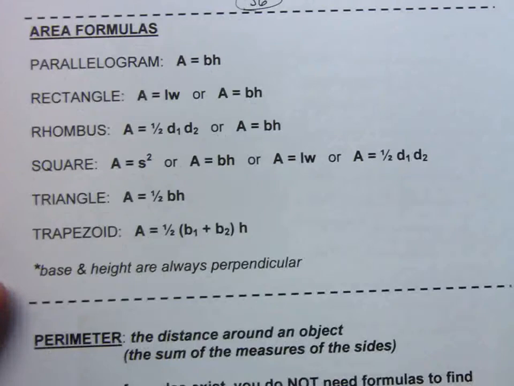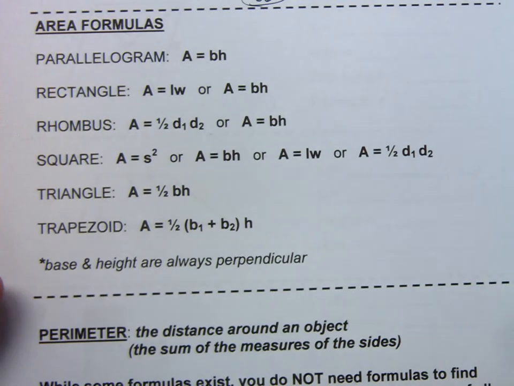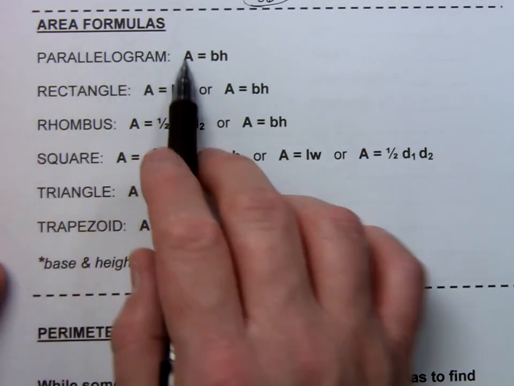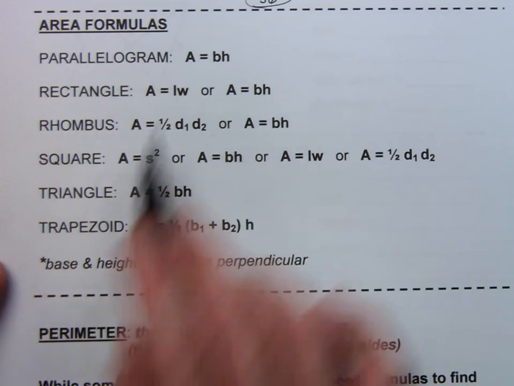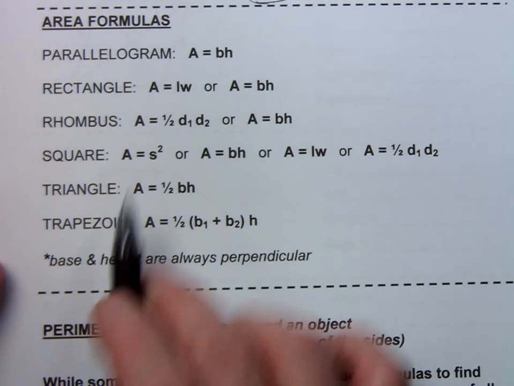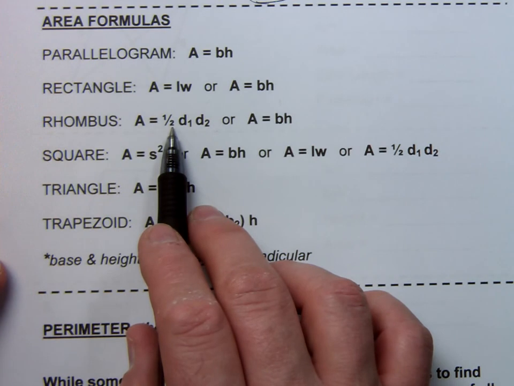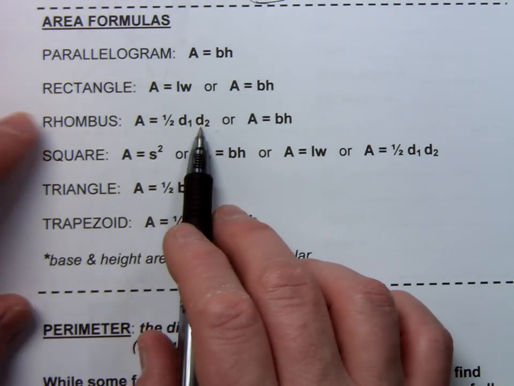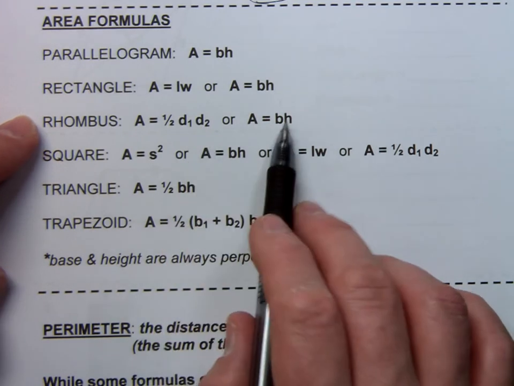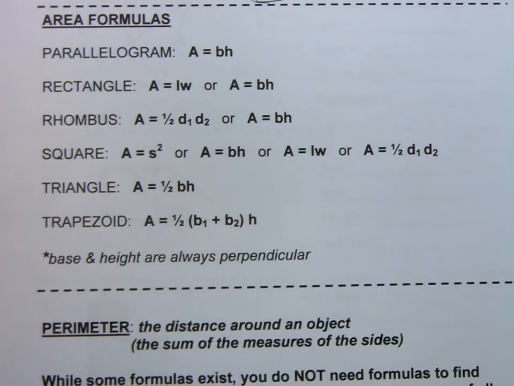So here are some of our area formulas for the shapes that we're going to be dealing with. So the parallelogram, we do base times height. Rectangle can be base times height, or we can call it length times width. The rhombus is 1/2 times diagonal 1 times diagonal 2. Rhombus is also a type of parallelogram, though, so we could also do base times height. So it just depends on which information they give you as to which formula you will use.